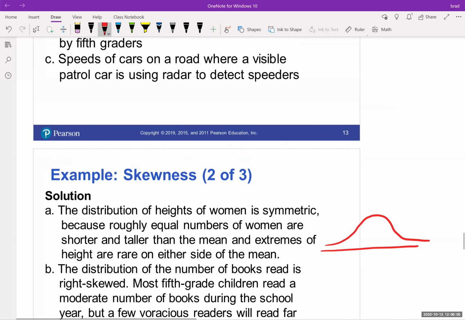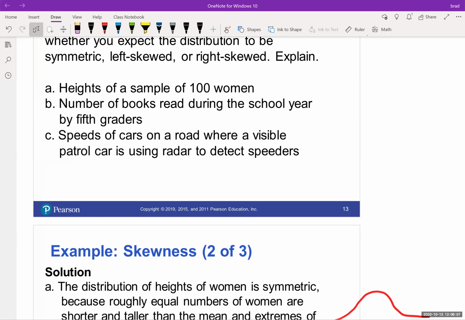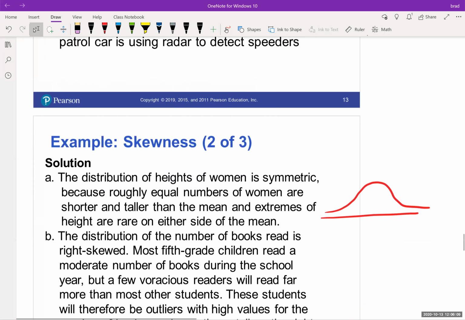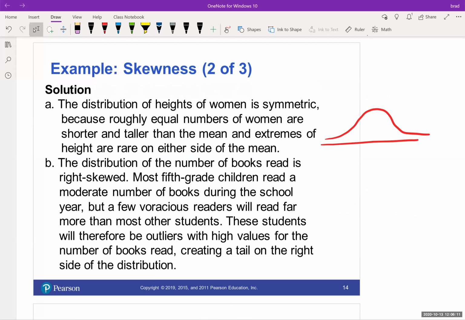Now let's look at number of books read during the school year by fifth graders. Okay. So now think about this. How many fifth graders are just going to go crazy and read a whole bunch of books? There will be a few that really want to read a bunch. And reading, actually, once you really get into it, is amazing. But that first big giant novel that you get might deter you. So it says the distribution of number of books read is right skewed. So they mean you're going to have some kind of distribution like this.